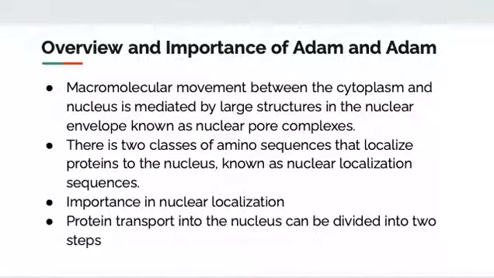There are two classes of amino acid sequences that localize proteins to the nucleus, and these are known as nuclear localization sequences, or NLS. The first class is characterized by the SV40 large T antigen NLS and consists of 3 to 5 basic residues. The second class of sequences is characterized by the Xenopus nucleoplasmin NLS and consists of 2 basic regions of 3 to 4 residues separated by a 10 amino acid spacer.